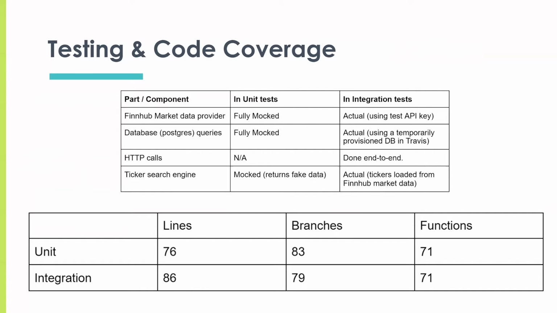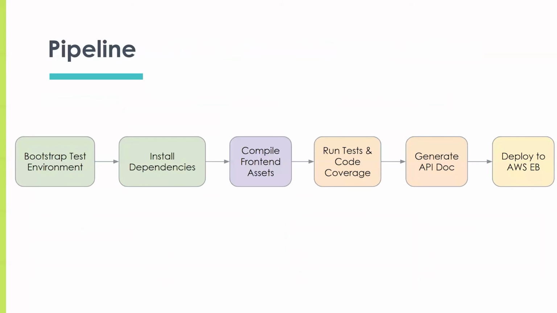And the primary difference between unit and integration testing is that the external API calls and DB connections are mocked in unit testing while they're not in integration testing. We use Travis CI as our CI/CD tool. Travis runs this pipeline every time code is pushed to a GitHub repository and deploys to our EB instance when code is pushed to the master branch.